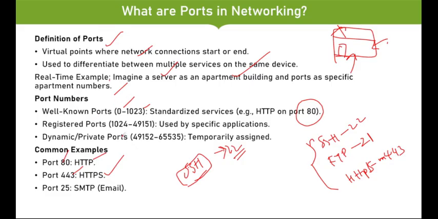Well-known ports are these. Registered ports are used by specific applications only. Actually the ports range from 0 to 65535. This is the number of ports. Dynamic and private ports are temporarily assigned. SMTP is port 25. For emailing, we use port 25.